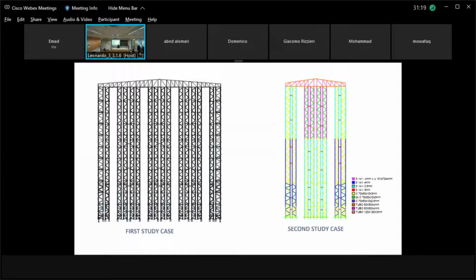influence. So as we can see in this slide, we have our first model, the first case of a study, and here we can see the second one. Will be shown in details in the next slide.